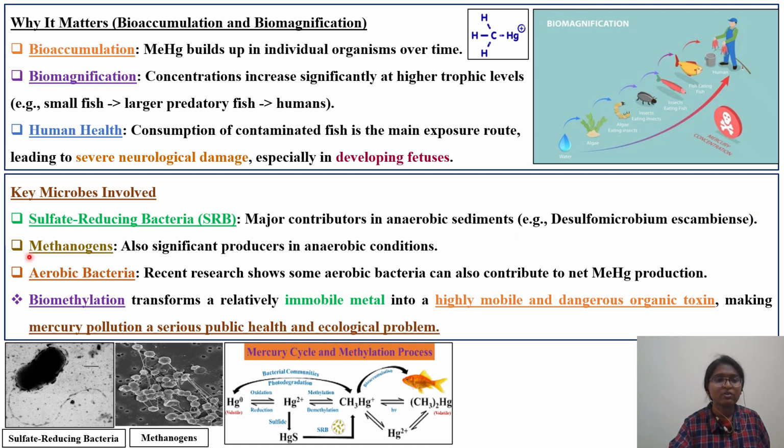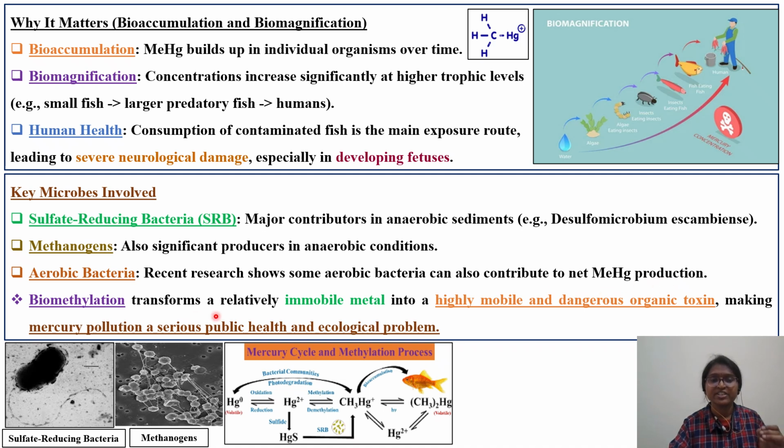Okay. And what are the key microbes involved in this biomethylation process? Sulfate reducing bacteria, SRB. They're the major contributors in anaerobic sediments. Desulfomicrobium and others. Methanogens are also significant producers in anaerobic conditions.